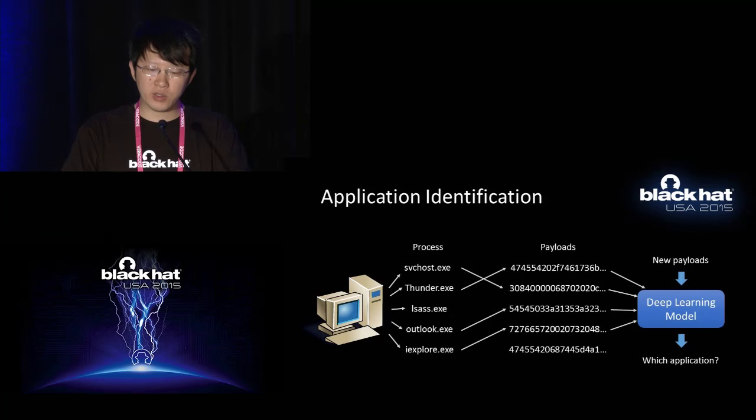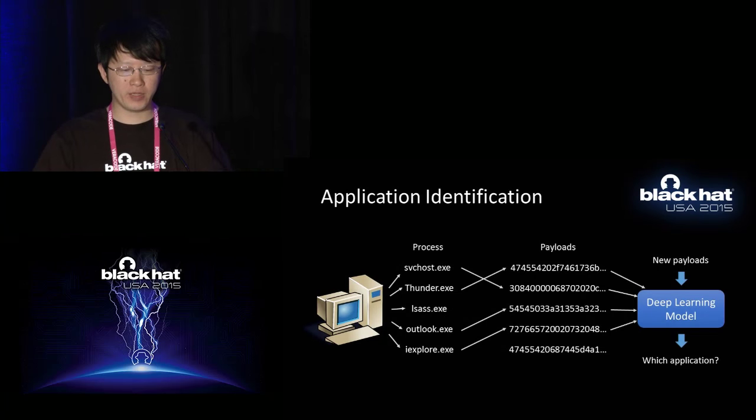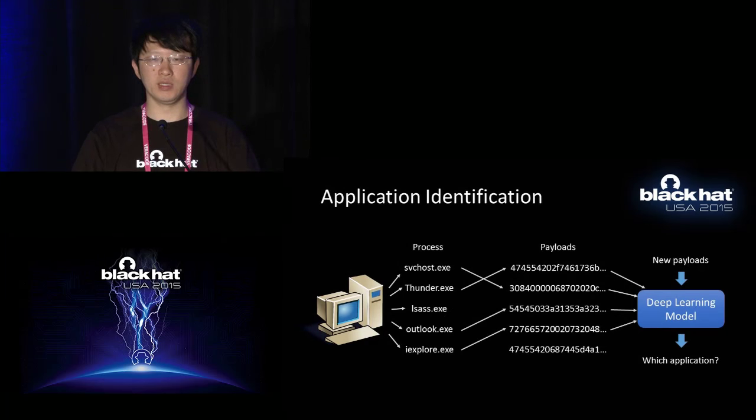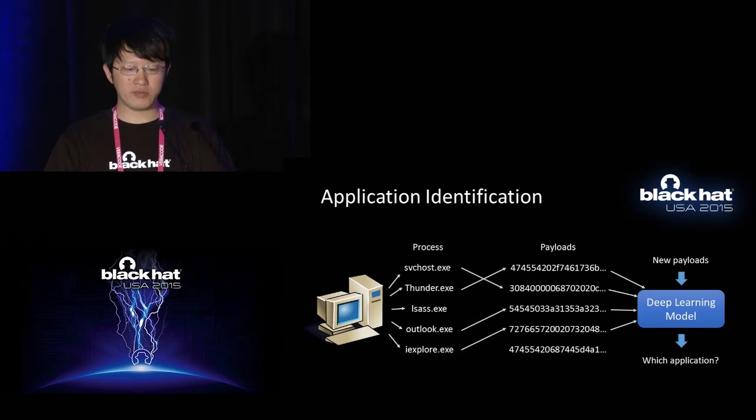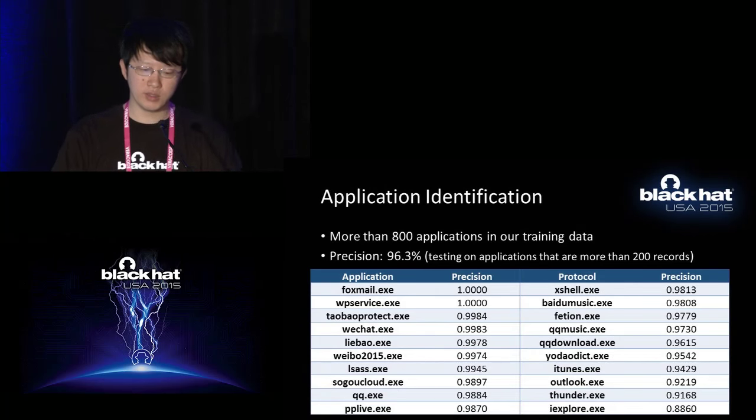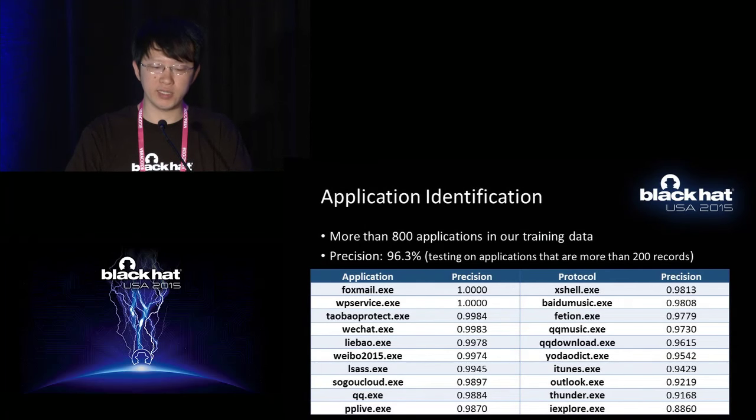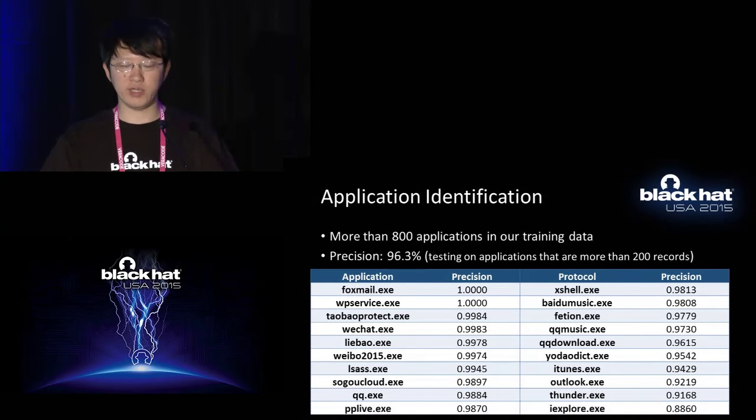Moreover, the deep learning model also performs very well on identifying applications. We record the process names and the TCP flow data. We use this data as training data and also train a deep learning model. The model can be a static autoencoder or neural network or others. After many rounds of optimization, we can predict application accuracy. There are more than 800 applications in our training data, and we identify unlabeled data. The performance is very significant.